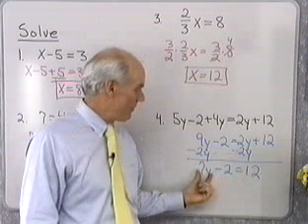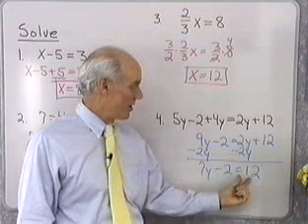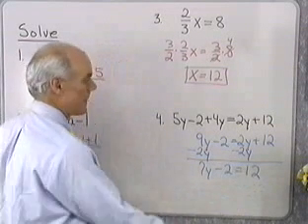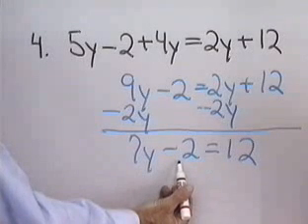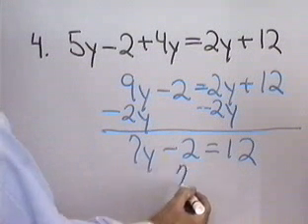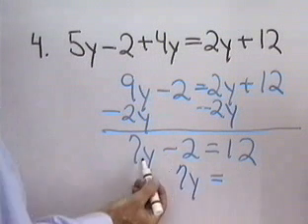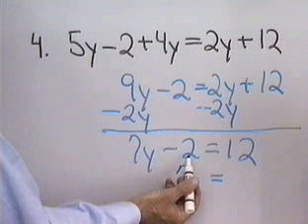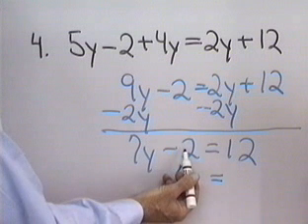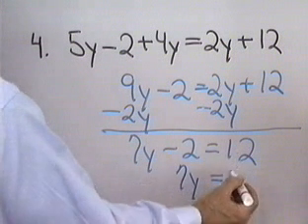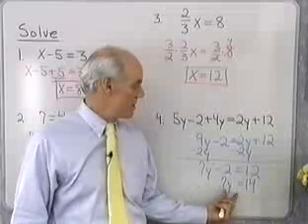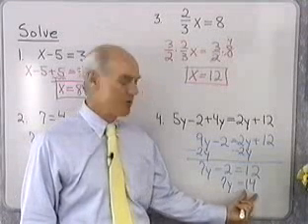Now I have all my variable terms on one side. I want to put all my constant terms on the other side. That also is the addition property of equality. This time I'm just going to do it in my head. If I add 2 to both sides of this equation, the left side becomes just 7y, because 7y minus 2 plus 2 is 7y plus 0, which is 7y. So I added 2 to the left side. I have to add 2 to the right side also. So 12 plus 2 is going to be 14. Now I'm left here with 7y is equal to 14.